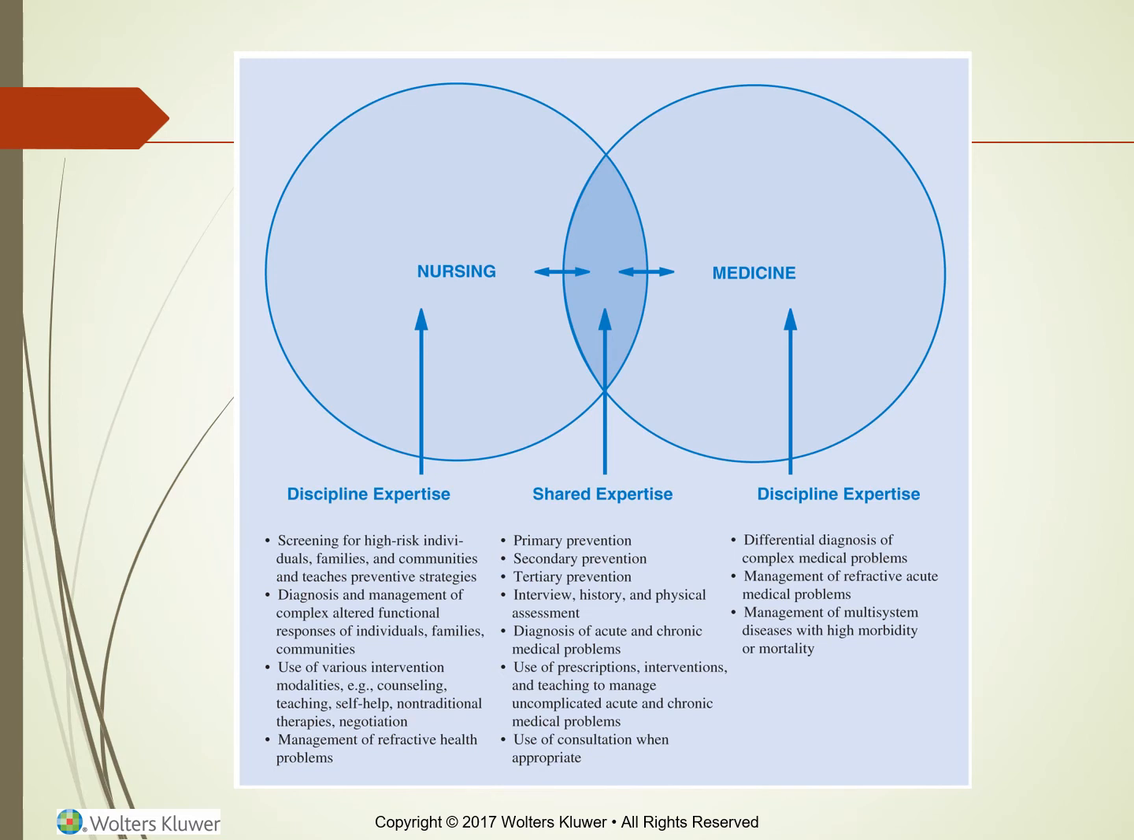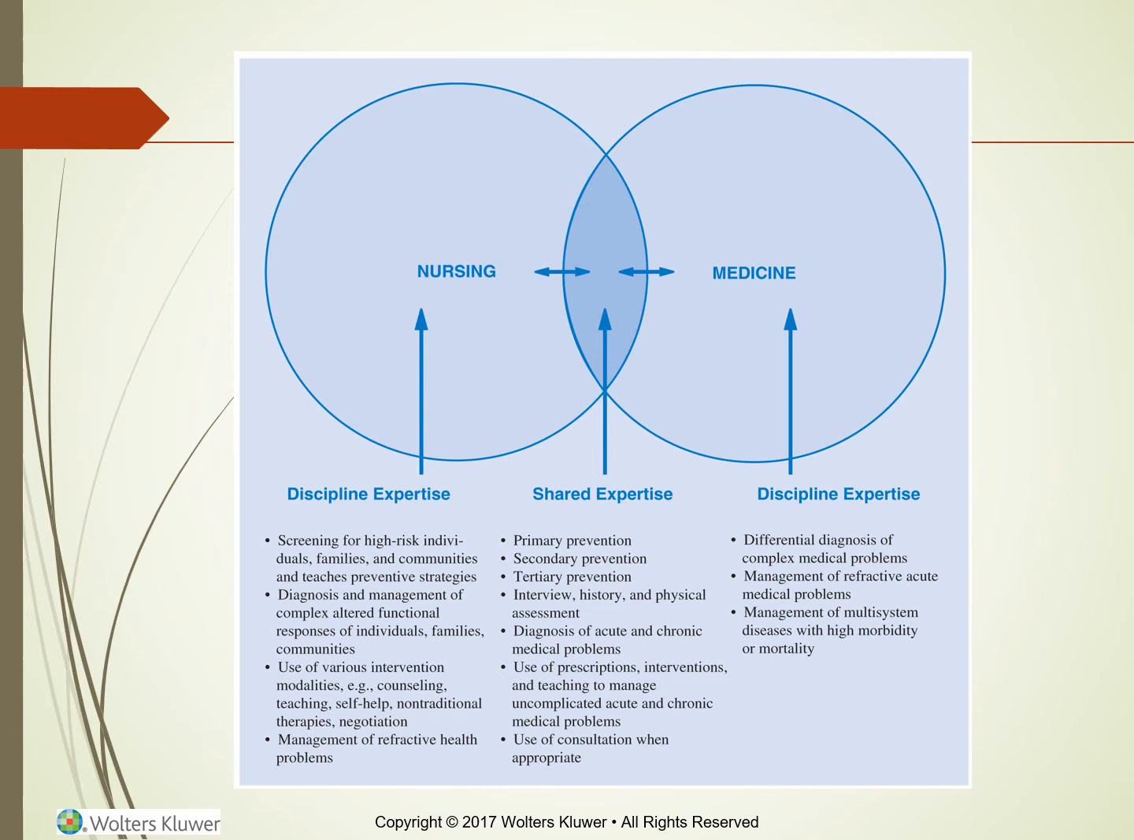You can see that nursing and medicine overlap with shared expertise to collaborate on problems. On the left side is the circle for nursing exclusively, which is discipline expertise. This entails screening for high-risk individuals, families, and communities, and teaching preventative strategies. Diagnosis and management of complex altered functional responses of individuals, families, and communities, and use of various intervention modalities like counseling, teaching, self-help, non-traditional therapies, and negotiation. And in addition, management of refractive health problems.